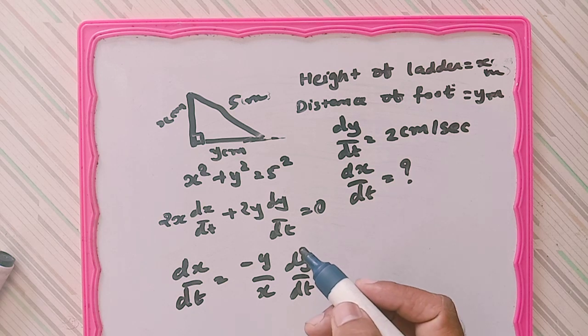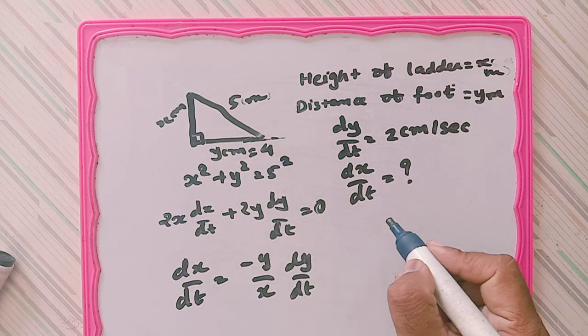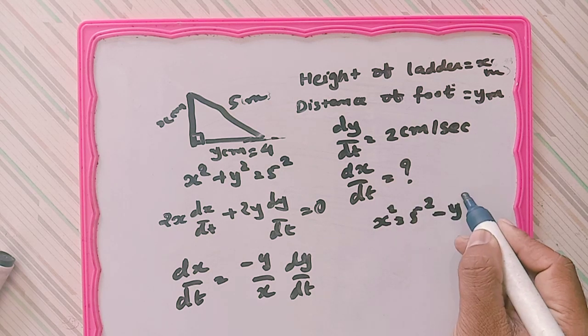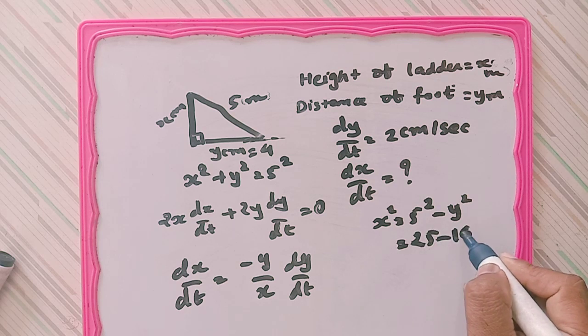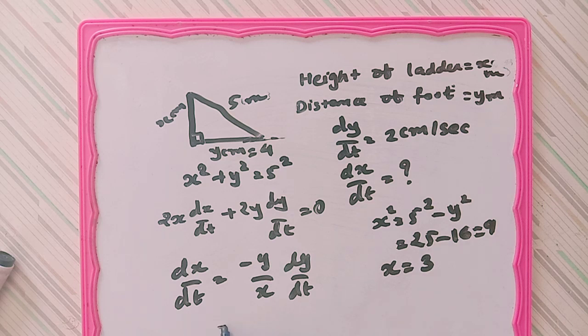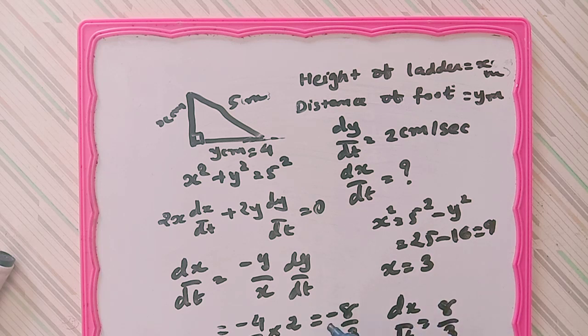Now also we are given y equals to 4. So by Pythagoras we can calculate x square equals to 5 square minus y square. So 25 minus 16, which is 9. So height cannot be negative, so we take the positive value, x equals 3. And so minus 4 by 3 into dy by dt value 2. So it is minus 8 by 3. So minus sign depicts the decreasing order, and so the dx by dt value will be minus 8 by 3, which represents that height is decreasing at 8 by 3 centimeter per second.